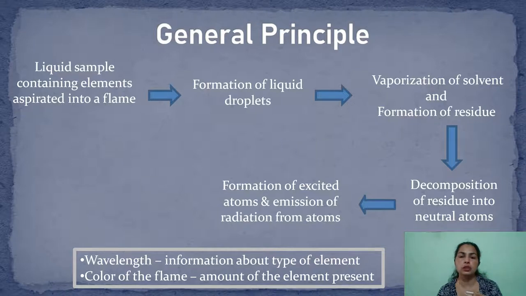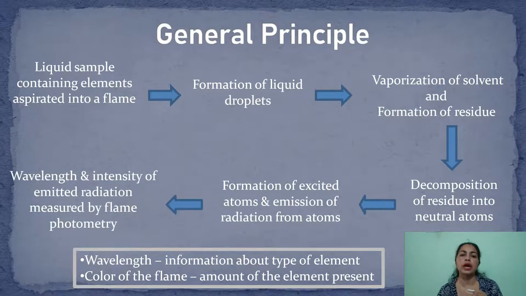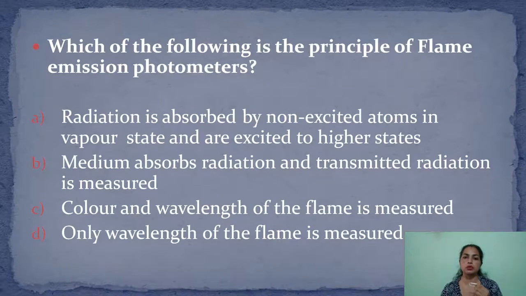So during this process they are going to emit the energy which they have absorbed in the form of radiation, and these emitted radiations are measured by flame photometry, and the wavelength as well as the intensity of the emitted radiations is used to perform qualitative as well as quantitative analysis of the sample. It gives us information about the type of elements, and the intensity and color of the flame help to find out the amount of elements present in the sample. So this is the general principle of flame photometry. Now we will see the MCQs one by one.